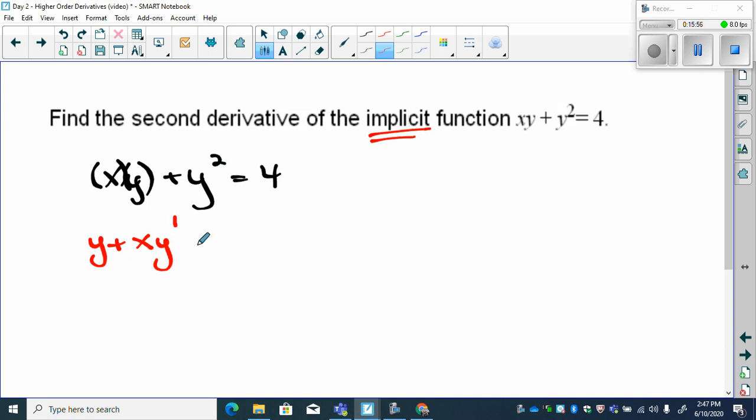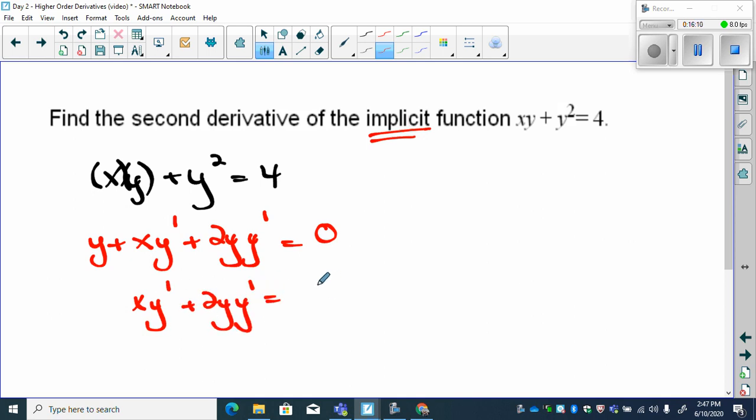Okay, so y squared, the derivative of that would be 2y times y prime. And the derivative of 4 with respect to x would be 0. I'm going to leave the x y prime and 2y y prime on the left.